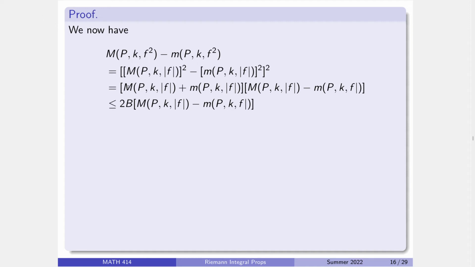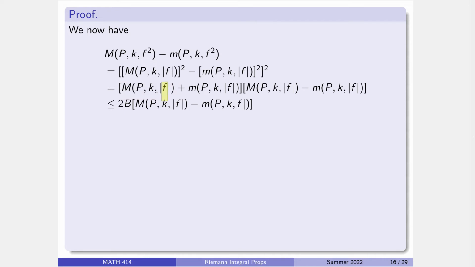Alright, and then over here we'll have the supremum of the absolute value of the function f on the subinterval k on the partition P, and its infimum. But note, this function's bounded above by b, which means all these sups are less than b, and so are all these infimums. So I'll pick up a 2b right here.